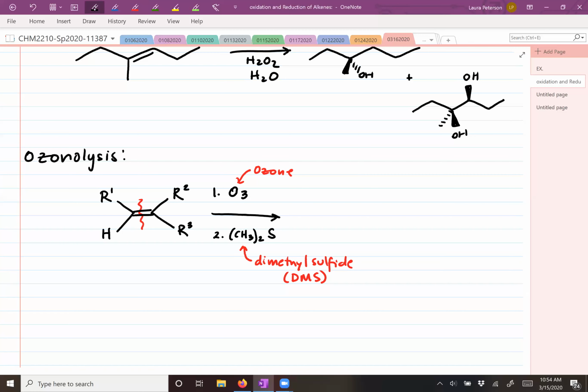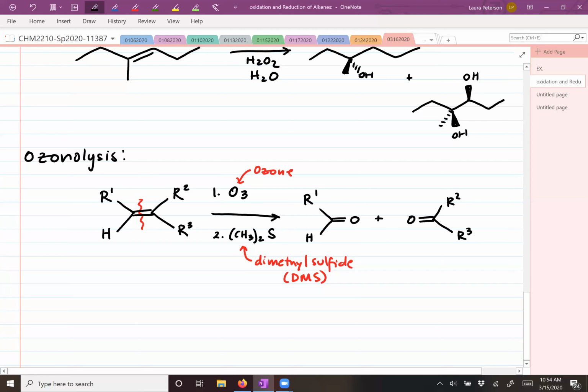So let's go ahead and do that. And I'm going to try to keep the R groups in the same relative position that they were in the starting material. Okay, so we actually get 2 products out of this reaction because we cleaved the carbon-carbon double bond. I want you to think about what functional groups you're seeing now. We've oxidized both carbons to the corresponding carbonyl. So in this case, we've gotten an aldehyde and a ketone.